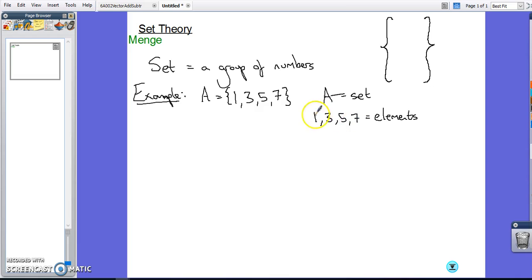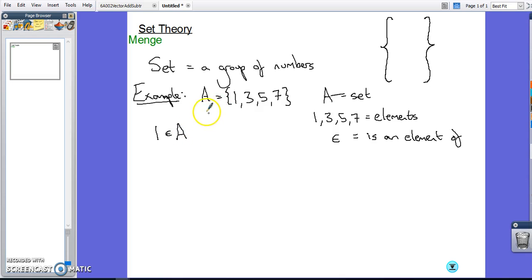To denote that something is an element of a set, we can write 1 is an element of A. So we have this symbol, the element symbol. We can read this as "is an element of", or you can read it as "1 is in the set A".